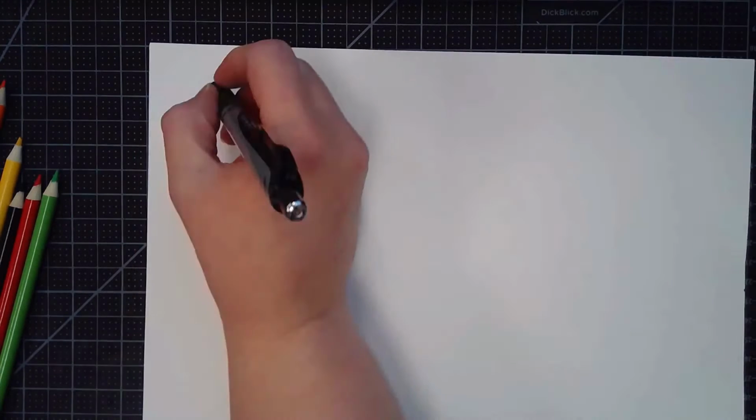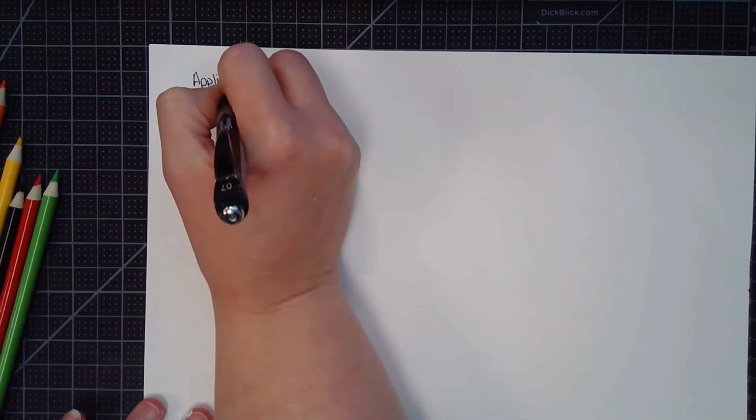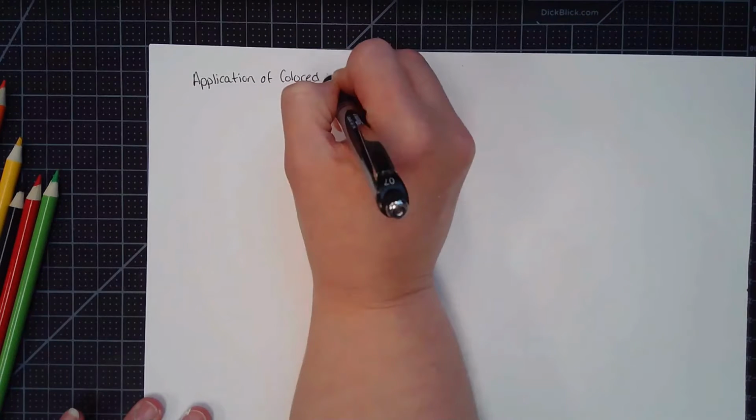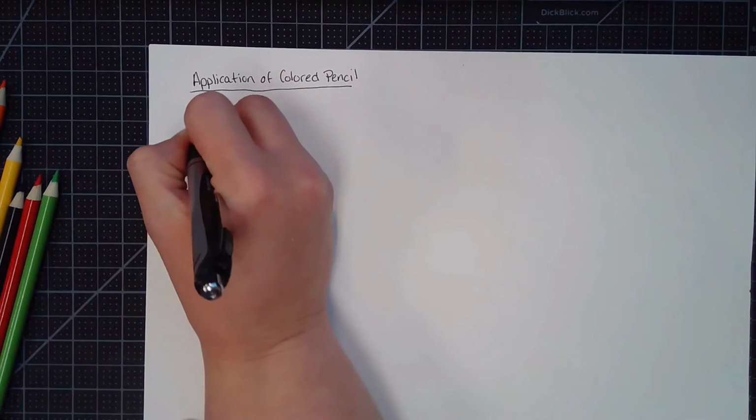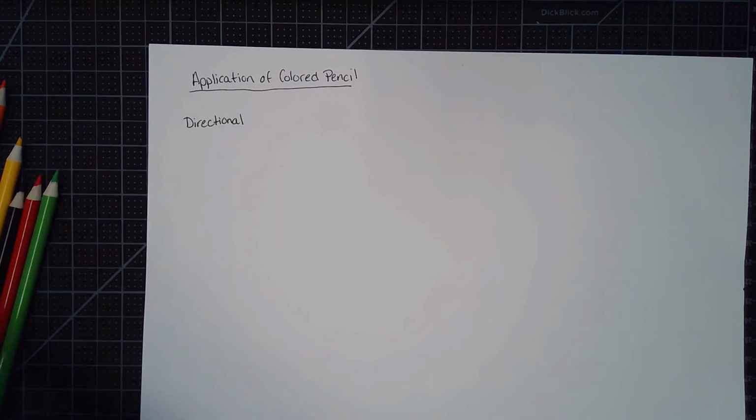The first we're going to talk about are application types. So, application of colored pencil. I like to break it down into two simple types of application. The first I call directional, and this is probably the one you are most used to when you work with colored pencil.